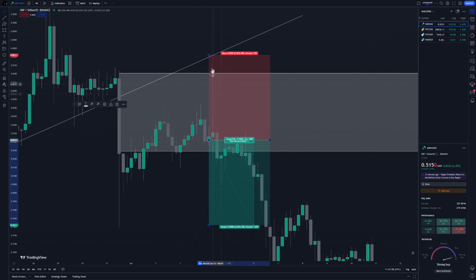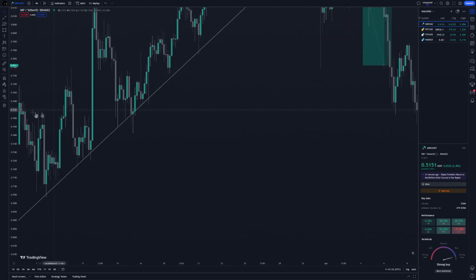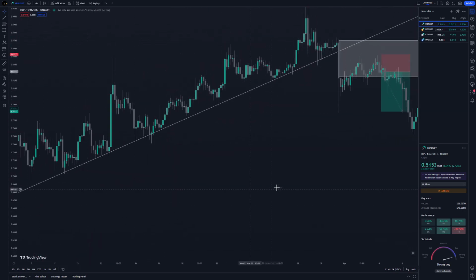So what we do is, let's say we enter the trade here, we put our stop loss here. Some people will put it here. Okay, you can also do that if you want to be safer. I personally would just put it right here. Now for your take profits, this is where it gets cooler. You want to zoom out.